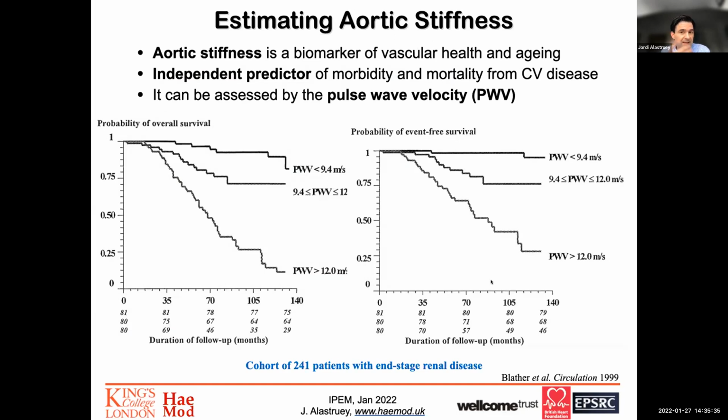Aortic stiffness cannot be directly measured in vivo, but we can use the velocity at which the pulse wave is traveling as a surrogate for aortic stiffness. As an example, the plots show that the probability of overall survival on the left and probability of event-free survival on the right increases considerably with the increasing pulse wave velocity in a cohort of end-stage renal disease.